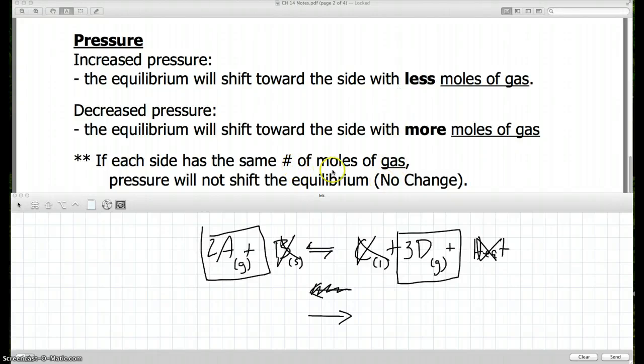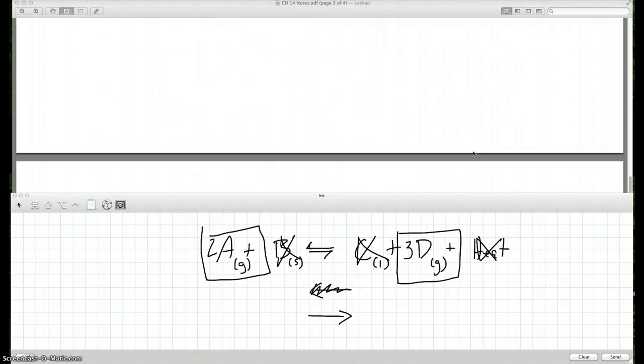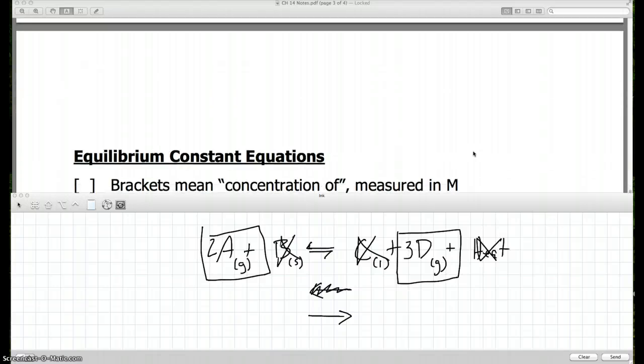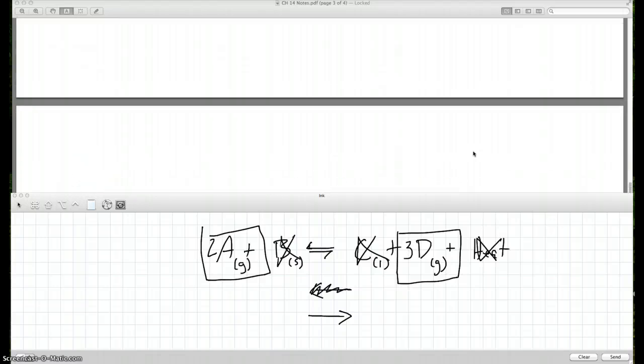Now, if we had a case where it was 2 moles of gas on this side and 2 moles of gas on the other side, basically pressure has no effect. There would be no change. So that's the whole shifting of equilibria concept, and there'll be a bunch of questions in the practice quiz on that.